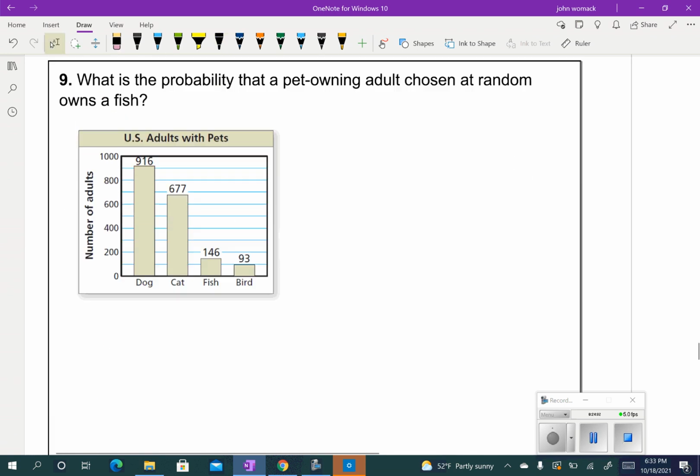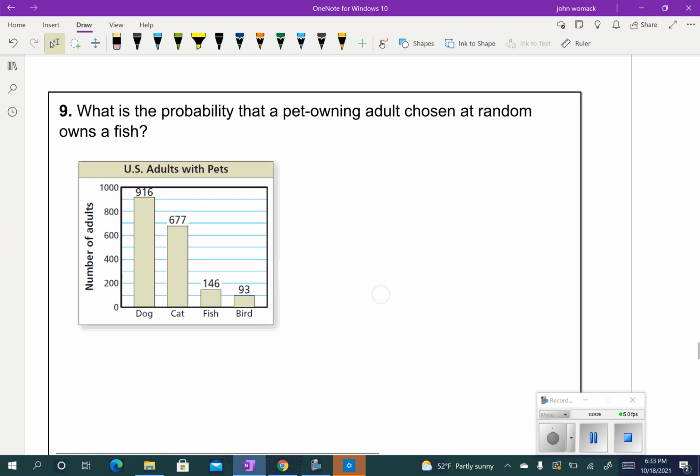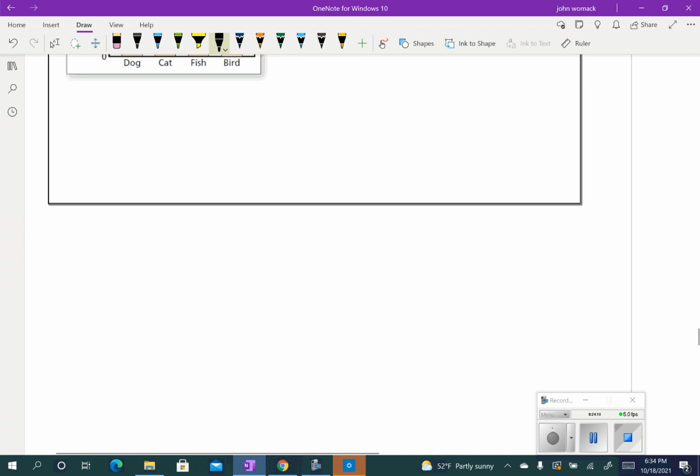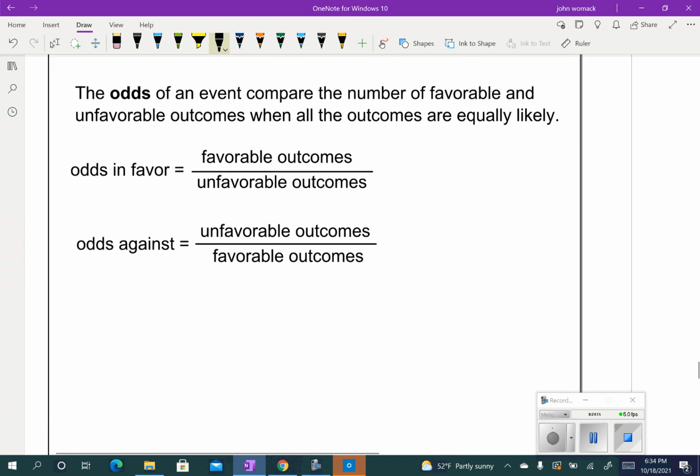What's the probability that a pet-owning adult chosen at random owns a fish? That would just be 146 out of that same number, which was 1,328.